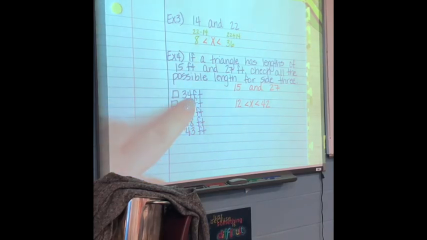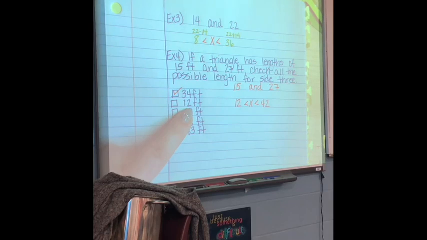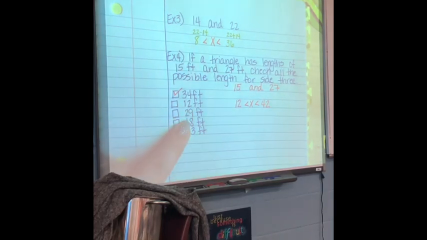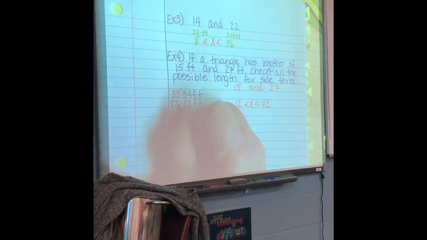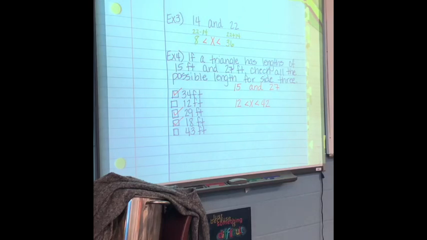Would 34 fall between 12 and 42? Yes, ma'am. What about 12? Does 12 fall between 12 and 42? No, it's equal to, but we don't have equal to here. Okay. What about 29? Yes. 18? Yes. 43? No. Any questions there about how to choose the third side length? We're good?